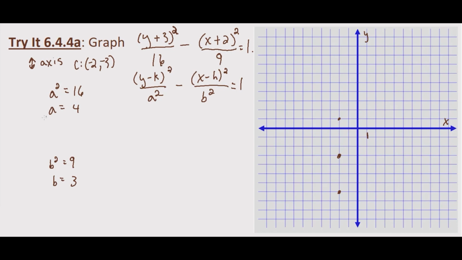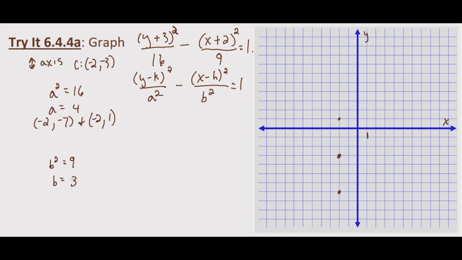Let's verify that by just subtracting and adding 4 to the coordinates. So -3 minus 4 is going to be -7. And -3 plus 4 is going to be 1. And that is verified. We're at (-2, 1) and (-2, -7) for our major axis vertices.